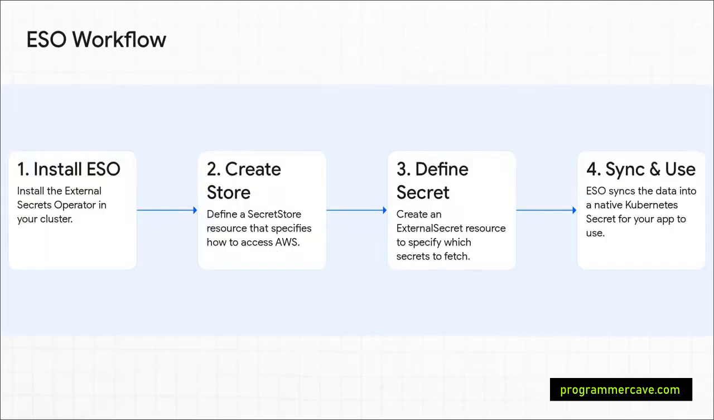And the way it works is just so elegant and simple. First, you install the operator. Then you create a special secret store that just tells it how to connect to AWS. Then, for every secret you need, you just create an external secret object that points to it. ESO sees that, goes and securely fetches the secret from AWS and creates a regular Kubernetes secret right there in your cluster for you. It's all automated, all declarative, all secure.